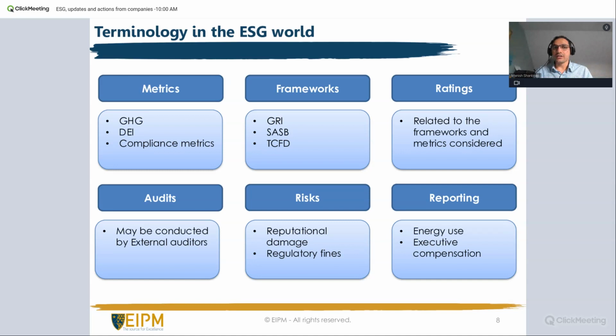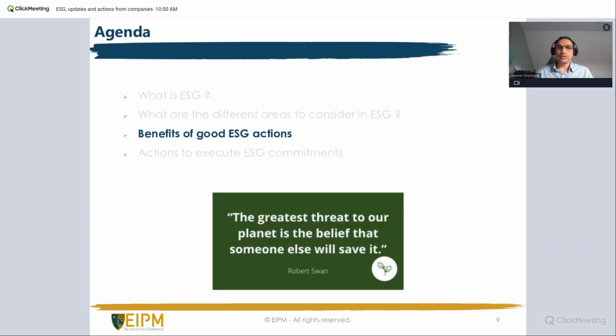And then finally, the reporting. So based on the framework, you have certain reporting standards. Again, this includes all the metrics where you have to have a certain way of reporting on all these metrics. Okay, so just to give you the different things that exist on the metrics, the frameworks that we talked about, different types of frameworks, the ratings which include these metrics and frameworks, and so on and so forth. Okay, that's an overview on the terminology, the different areas to consider within ESG.